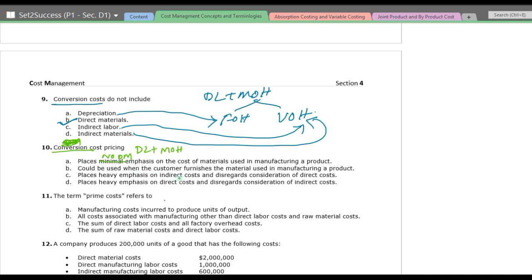Places heavy emphasis on indirect cost, that is manufacturing overhead. Yes. And disregards the consideration of direct cost. No. Then what about the direct labor? Places heavy emphasis on direct cost. Direct cost is direct labor here. Here we have MOH, this indirect cost. This is direct labor. So places heavy emphasis on direct cost and disregards indirect cost. Then what about manufacturing overhead? Manufacturing overhead is included, because conversion cost includes direct labor plus manufacturing overhead. So the correct option is that conversion cost could be used when the customer furnishes the material used in manufacturing a product.